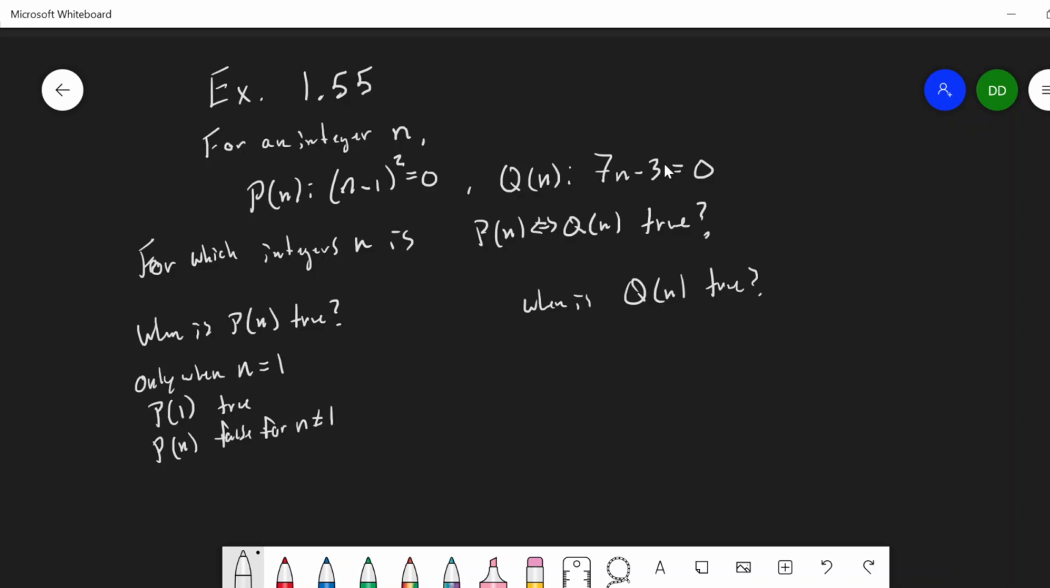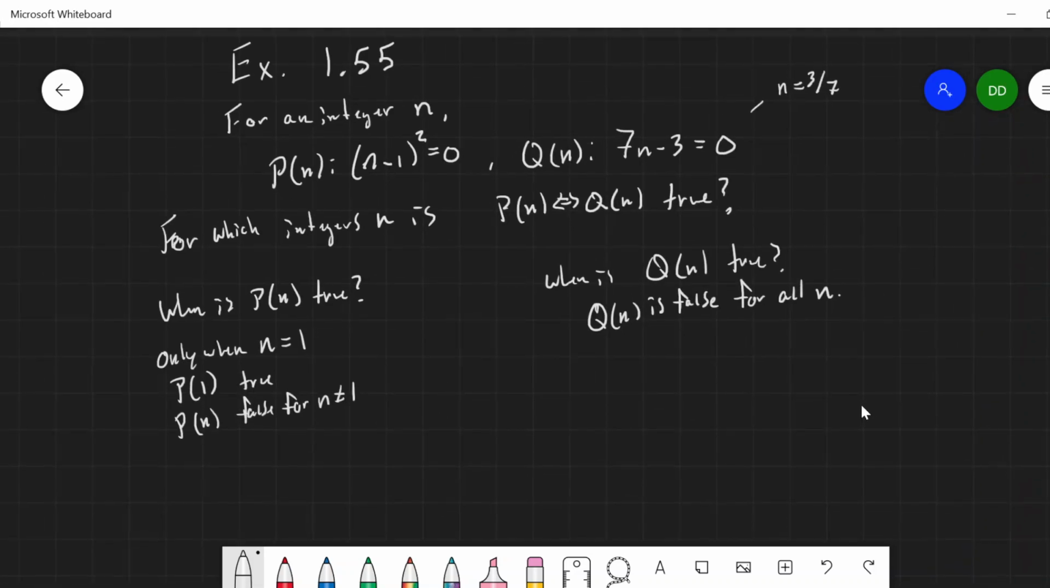What about when is Q of n true? Well, here we have a linear function equal to 0. Linear functions only have one root. So again, there should just be one value of n that makes this true. Or is there not even one, right? There's one real number that makes this true, namely 3/7. This tells me n equals 3/7, but 3/7 is not an integer. So Q of n is false for all integers n.